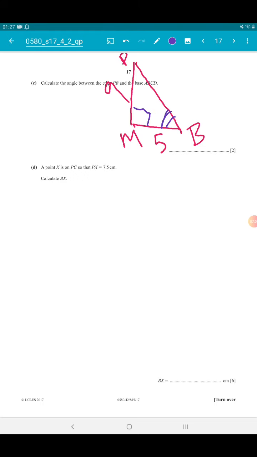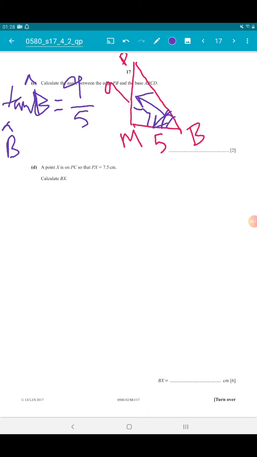SOHCAHTOA. Why SOHCAHTOA? We use SOHCAHTOA in the case of a right angle triangle. So the opposite is given, also the adjacent is given. So tan B equals 9 over 5. This means we apply tan inverse to both sides. Tan inverse of 9 over 5 equals, using your calculator, 60.9. Very good.